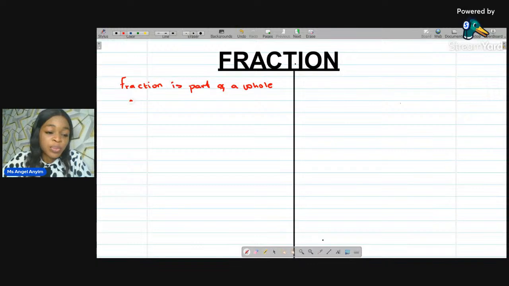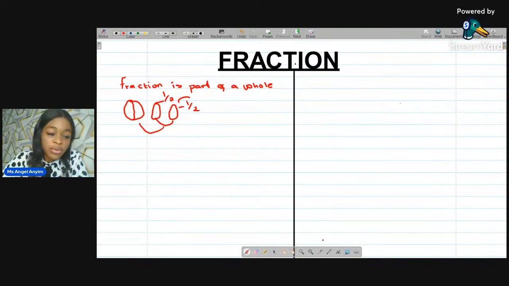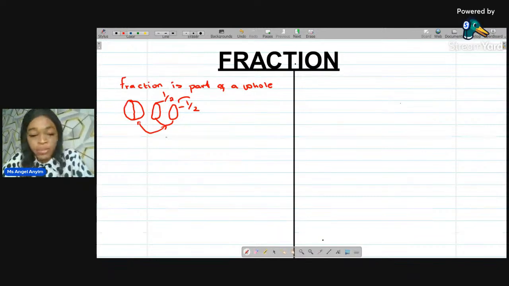So if we have a circle and we divide this circle into 2, this is a part, this is a part, right? We've shared it into 2. So this part is 1 out of 2, and this part is 1 out of 2. So it means we've gotten 2 parts from a whole circle. That's why we say that fractions are parts of a whole number.